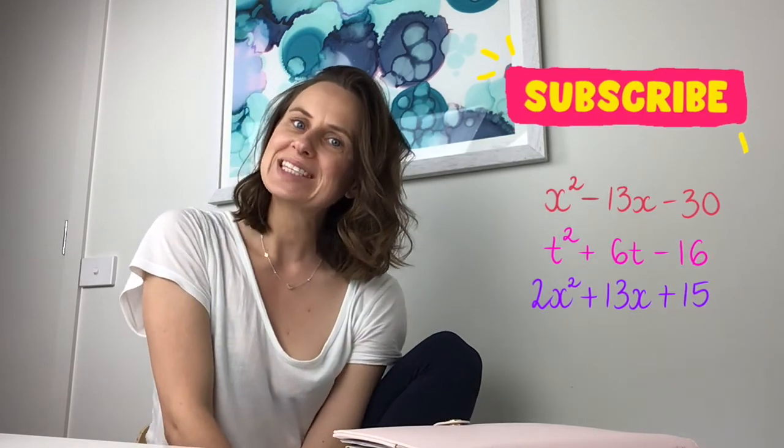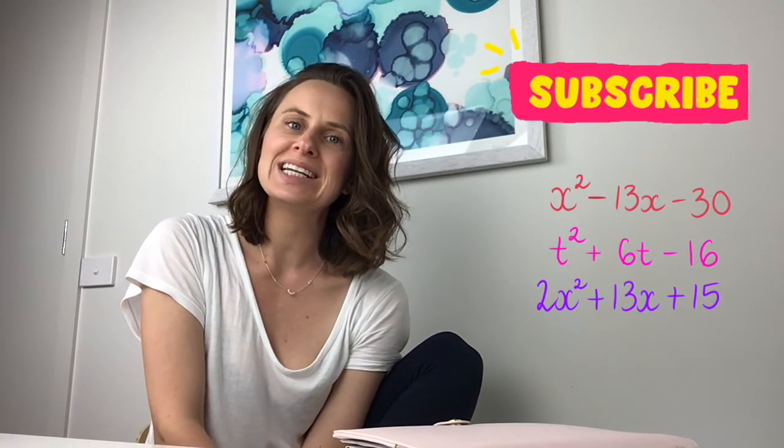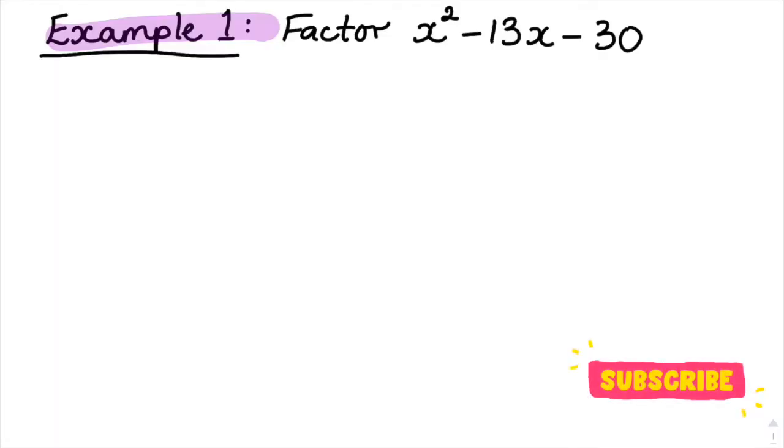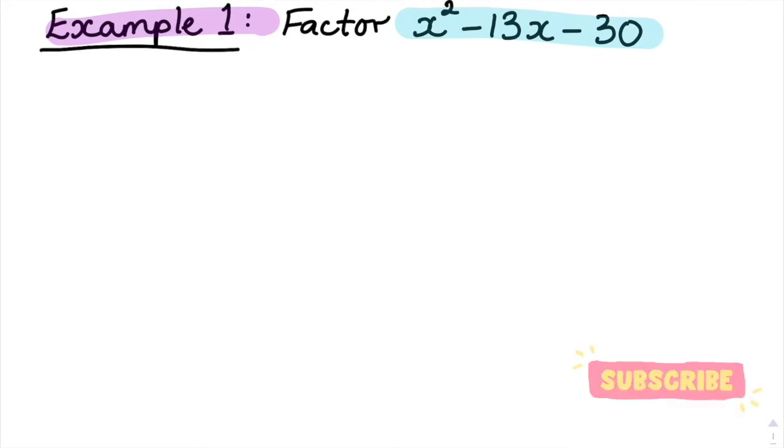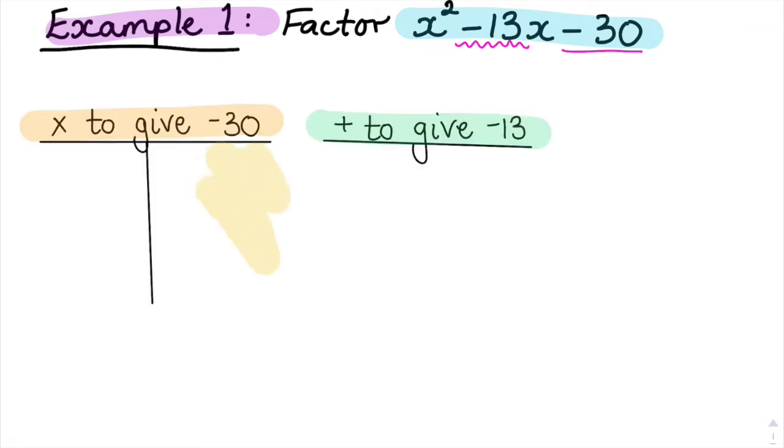Okay, so let's head over to my iPad where we can get started on today's lesson. In this first example, we are being asked to factor this trinomial here. In order to factor correctly, what we need to do is find two numbers that multiply to give negative 30 and add together to give negative 13. So I'm going to set up a couple of tables here to help us with this problem. Let's start with table number 1.